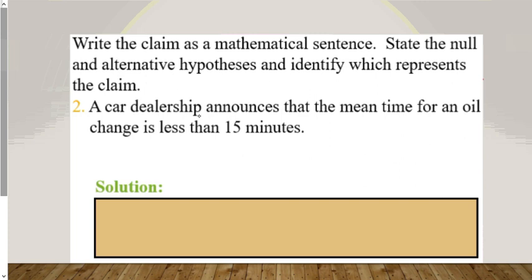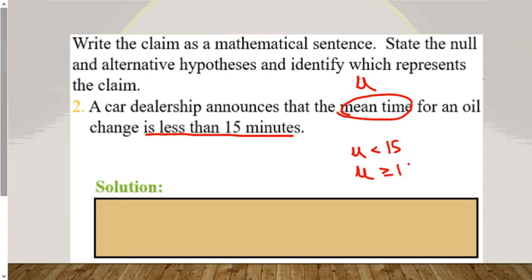Again, same thing. A car dealership announces that the mean time for an oil change is less than 15 minutes. Now, a couple things. First of all, we're talking about the mean time. That means we're going to be using mu this time because we're talking about the mean. So the two ideas that we have going on here is we can either say that mu is less than 15, or therefore mu must be greater than or equal to 15. Now, these are the two statements that we're going to be using. We have to decide which is which.